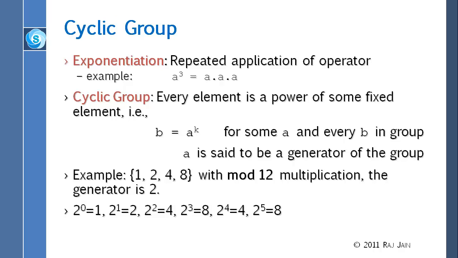I just added 0 there. I think 0 has to be there. But basically, if you have 1, 2, 4, 8, all of these can be generated from 2. So 2 raised to 0 is 1, 2 raised to 1 is 2, 2 raised to 2 is 4, 2 raised to 3 is 8. And this is a group for multiplication, mod 12 multiplication. So when you multiply, the result comes out in the same group. But all the members can be generated from one element, 2.